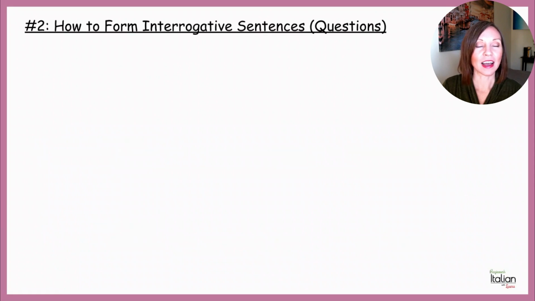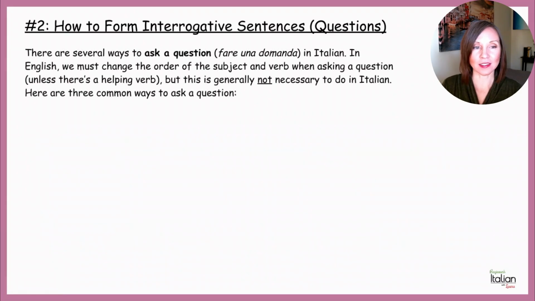Number 2, how to form interrogative sentences or questions. Okay, so there are several ways to ask a question, or fare una domanda, in Italian. In English, we must change the order of the subject and verb when asking a question, unless there is a helping verb. But this is generally not necessary to do in Italian. Okay, so here are 3 common ways to ask a question.